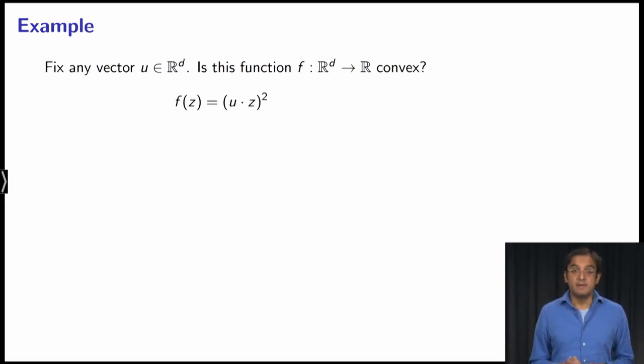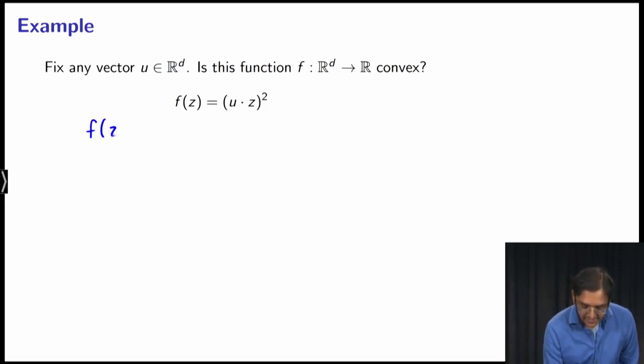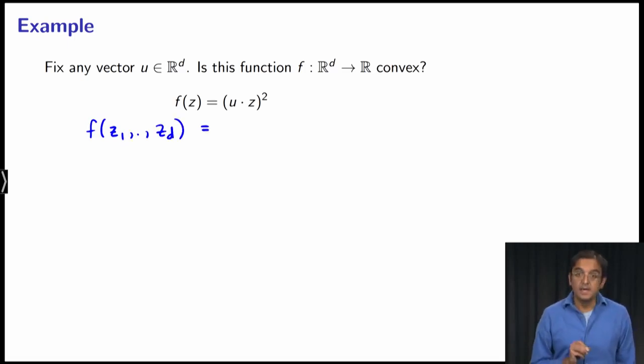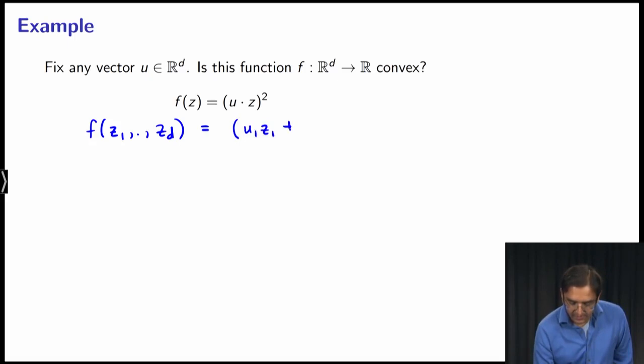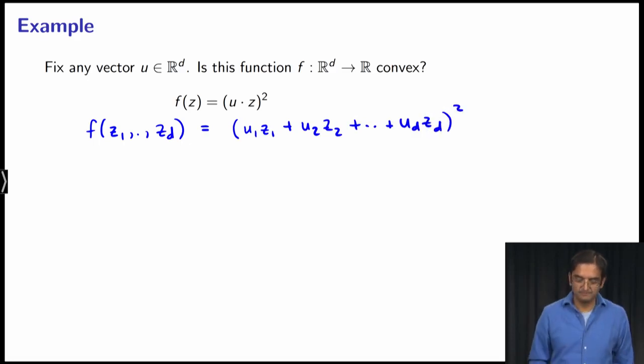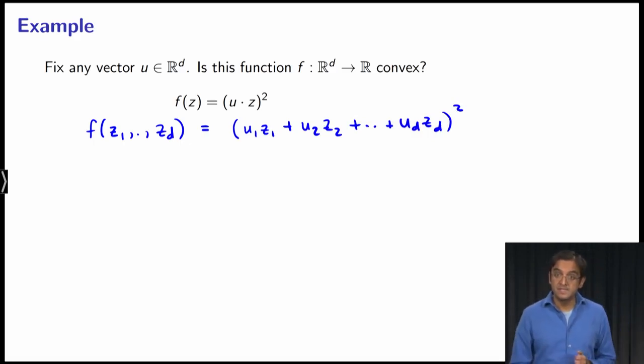Let's do another example. Here u is any fixed vector in d-dimensional space, and we define a function f of z, where z has d variables, z1 to zd. And f is simply the dot product with u, squared. So it's (u1 z1 plus u2 z2 all the way to ud zd) squared. Is this a convex function? Well, let's start by computing the second derivative.